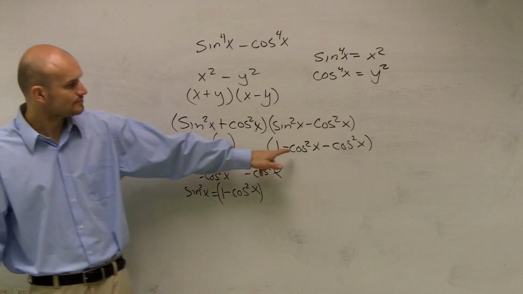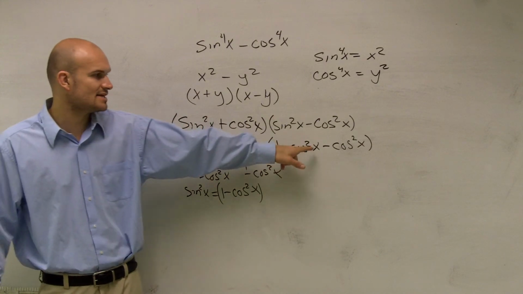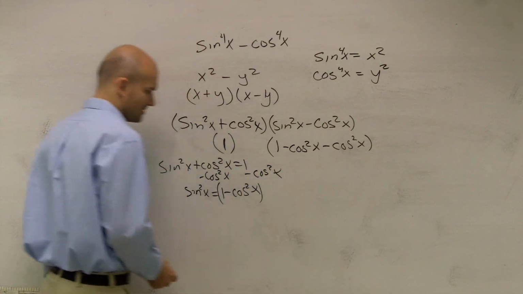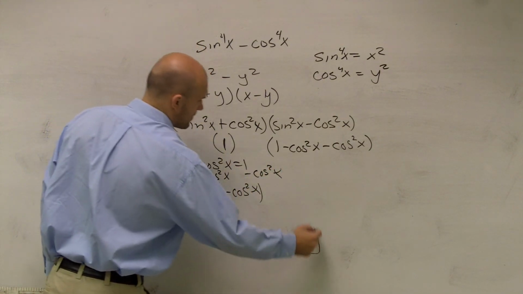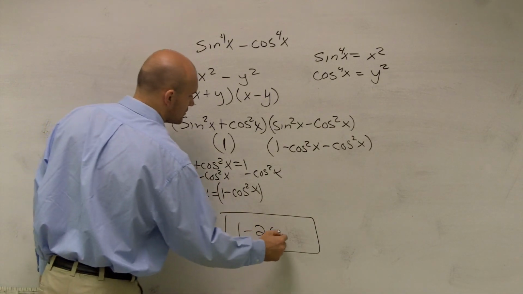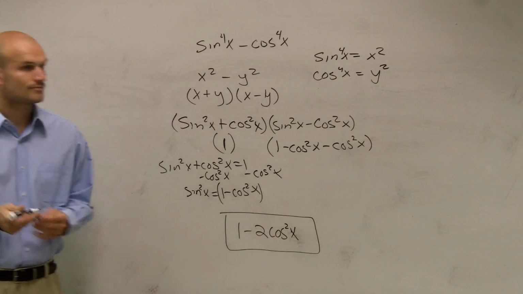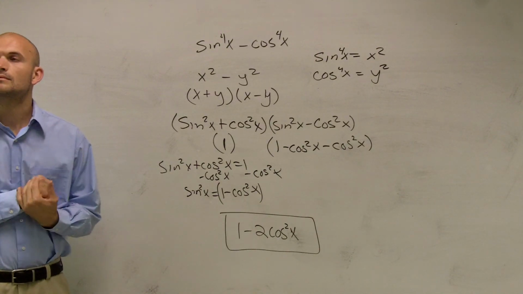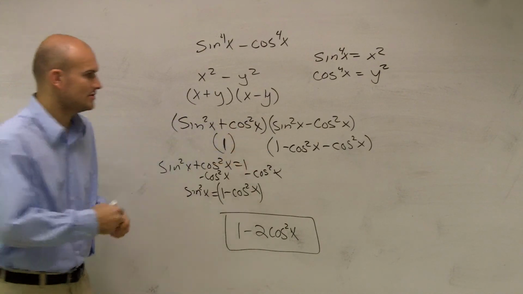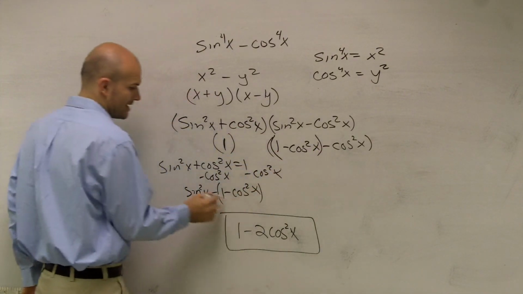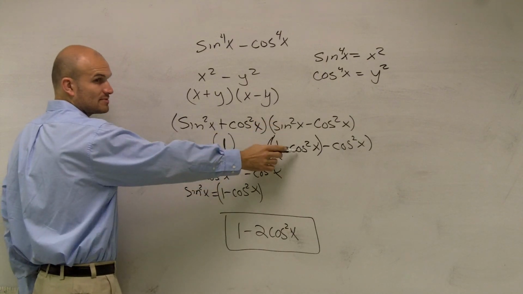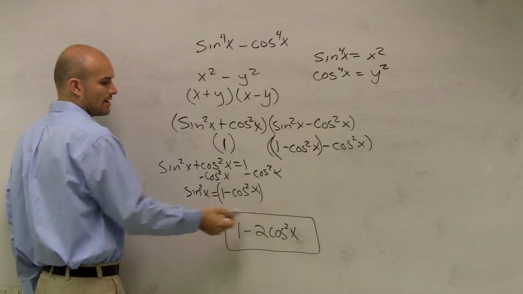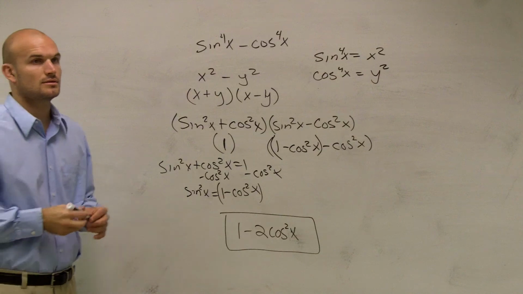Okay. So now I have 1 minus cosine squared of x plus minus cosine squared of x, which is going to be 1 minus 2 cosine squared of x. All I did was substitute in. Instead of writing sine, I wrote it in terms of cosine. So I got 1 minus 2 cosine squared of x.